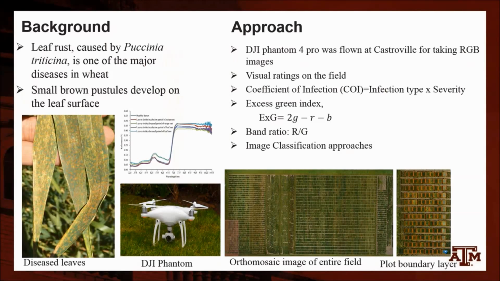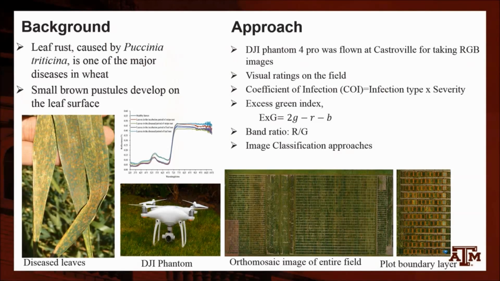On the image processing side, we processed the images to develop the excess green index and band ratio. The excess green index highlights the green portion of the canopy in the plot, and the band ratio highlights the diseased portion of the canopy in the plot. We also tried several other image classification approaches.